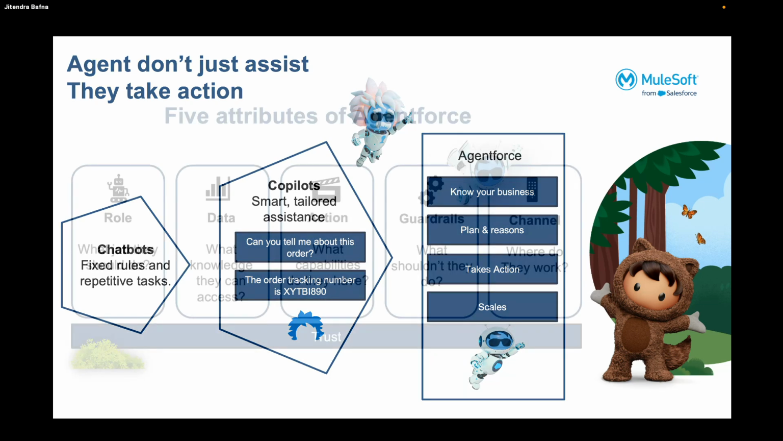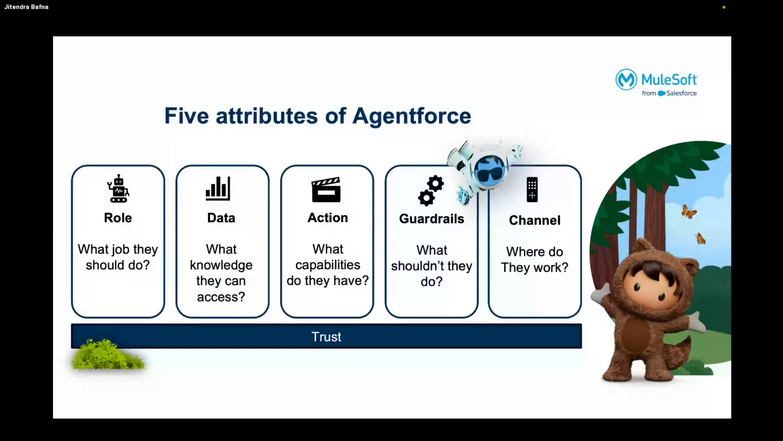Okay. So these are the five important attributes of Agentforce. So we have a role. So what is the role of Agentforce? What job should Agentforce perform, right? So you define the role, basically. For example, like order management, correct? So there are many other things.